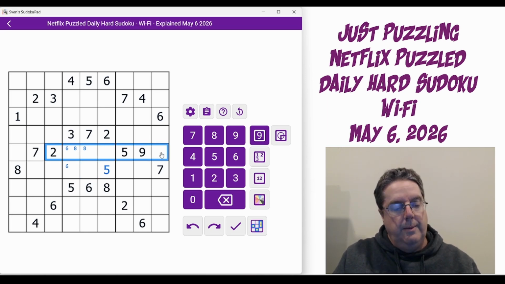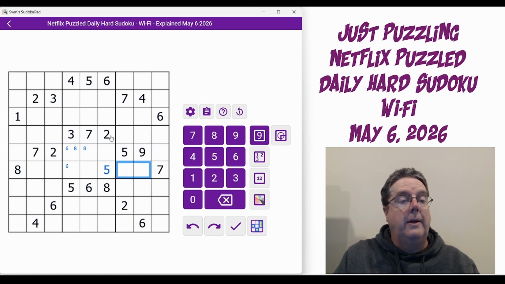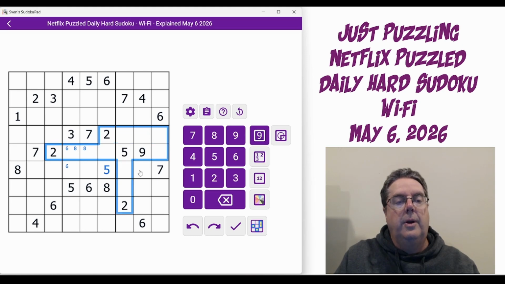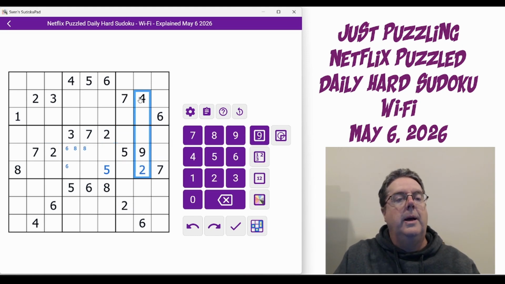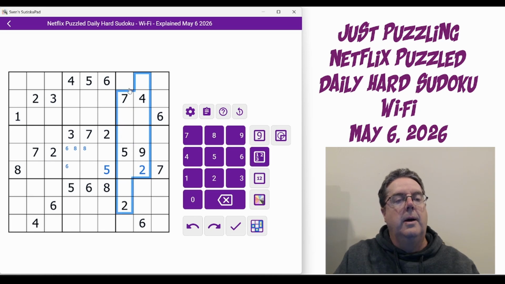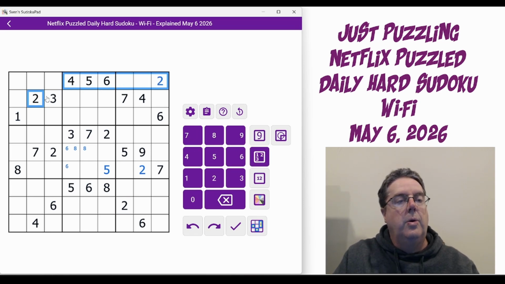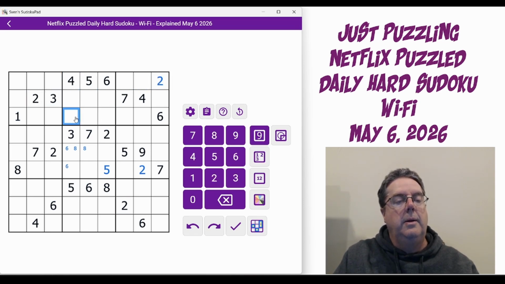2 comes across here, 2 comes across here, 2 is one of these two. Actually, I take that back. 2 comes across here, 2 comes across here, 2 comes up here, so this is a 2 here. 2 up here, 2 up here, 2 across here, leaves me with a 2 here, 2 across here, which I didn't need to do, 2 across here, 2 up here, leaves me with a 2 in one of these two.